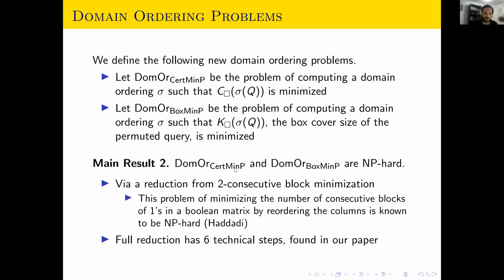Our second main result is that both of these problems are NP hard. This is proven via a reduction from a problem called 2 consecutive block minimization. This is a problem which involves minimizing the number of consecutive blocks of 1 cells in the rows of a Boolean matrix by reordering the columns. This problem is known to be NP hard. The full reduction has 6 technical steps, which can be found in our paper.